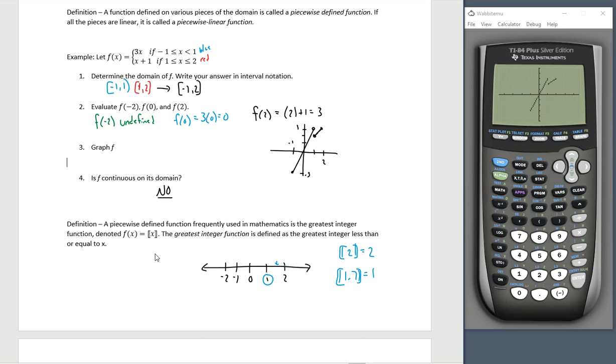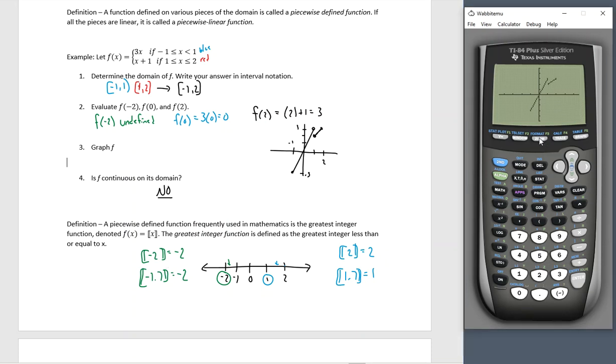However, if I am looking at the greatest integer of -2, well, -2 is an integer, it's all good. But if I'm looking at the greatest integer of -1.7, -1.7 is about here. What integer is less than or equal to? Oh, now we have to go down a value. All right, so positive numbers, you ignore the decimal. With negative numbers, you ignore the decimal and go one lower.